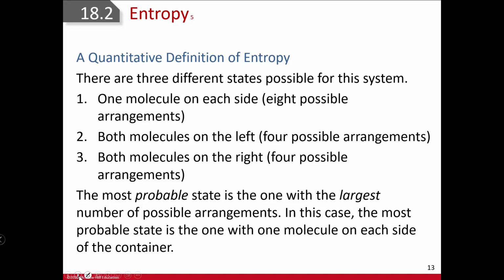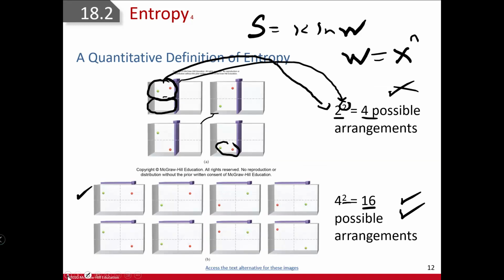So what they're saying there is this is much more probable because the molecules are on each side of the container versus these two particles being on the same side of the container. Oops, I should go back and show that. So again, this is more probable where the molecules are on different sides of the container versus them being both in one quadrant of the container.